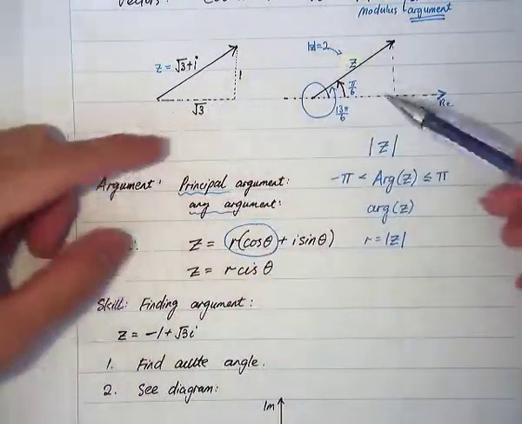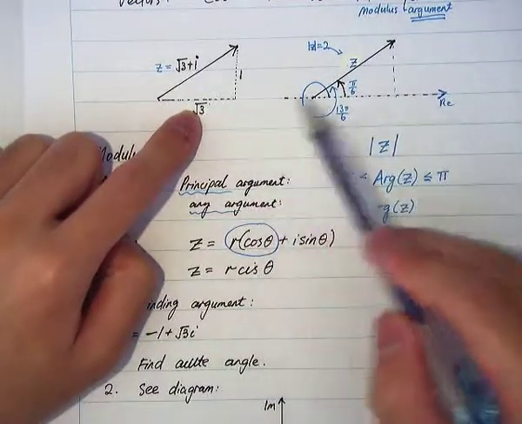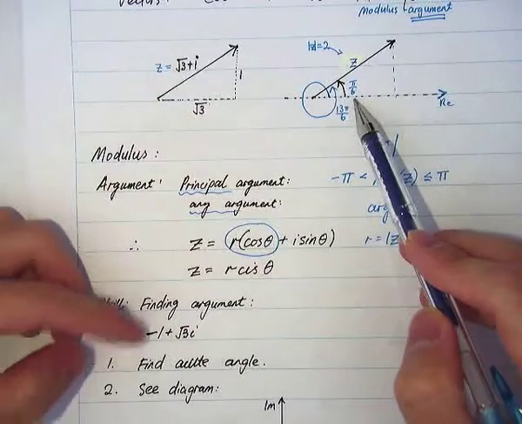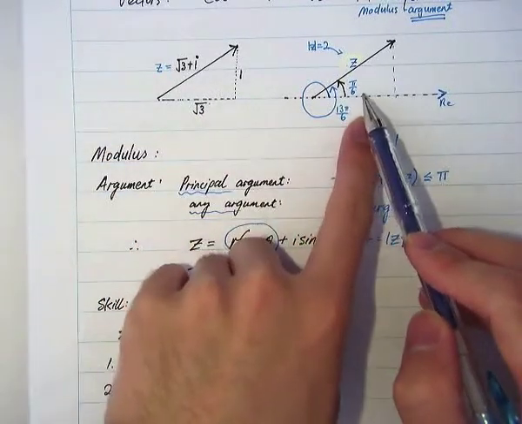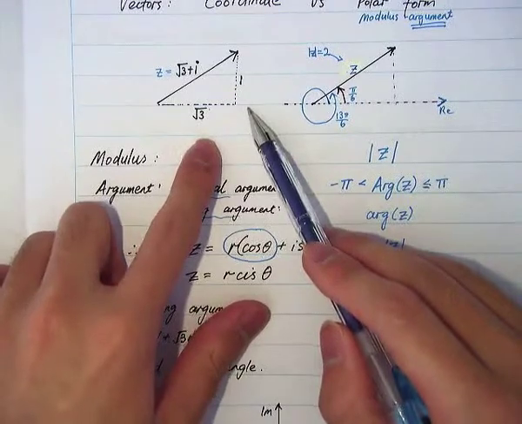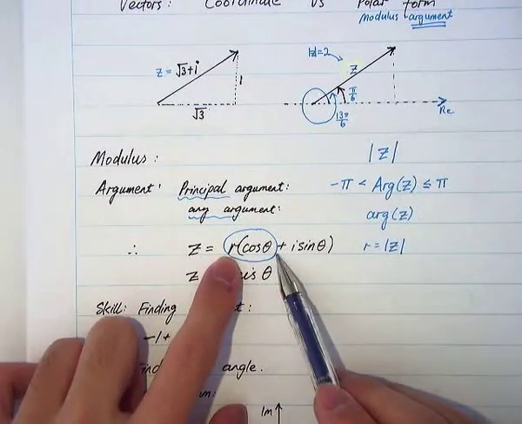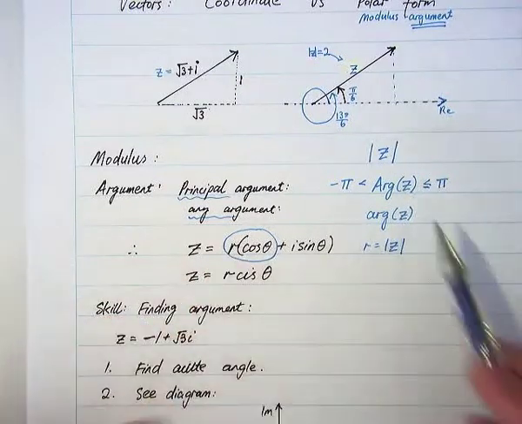So going from this diagram to that diagram, we would try to find the angle, which we'll discuss later, and going from the modulus argument form back to the Cartesian form or the algebraic form, you will simply expand this out and find the real and imaginary parts.